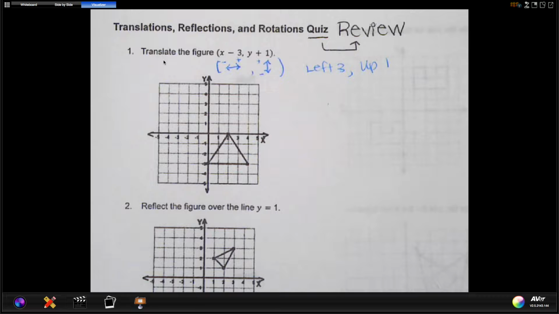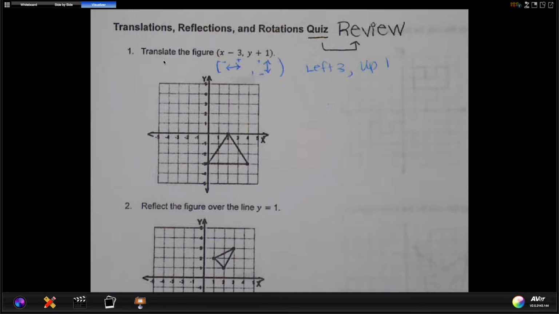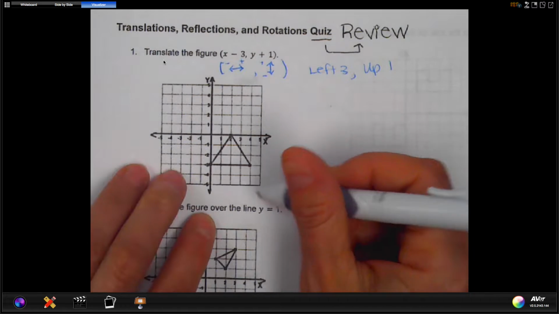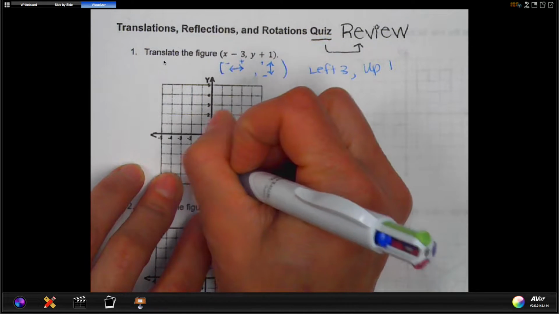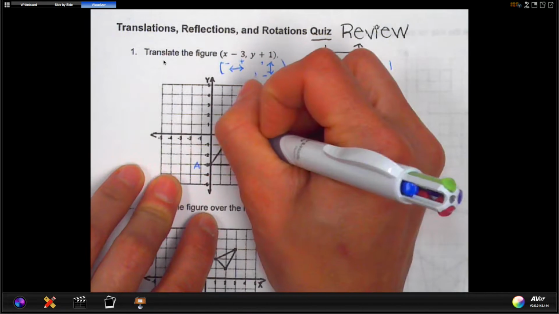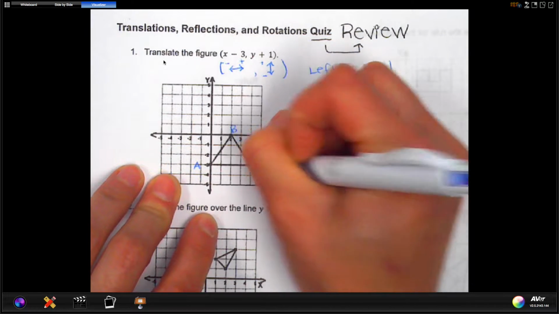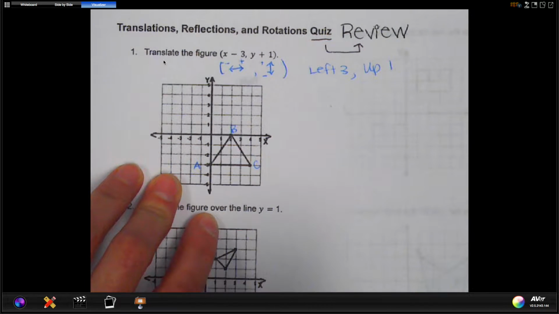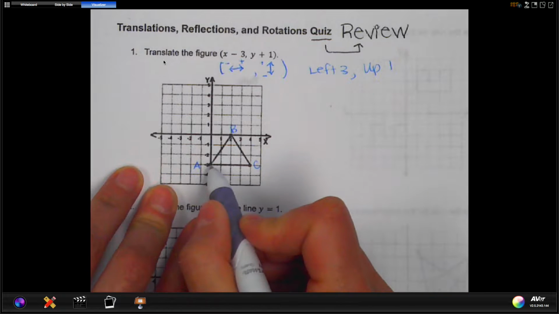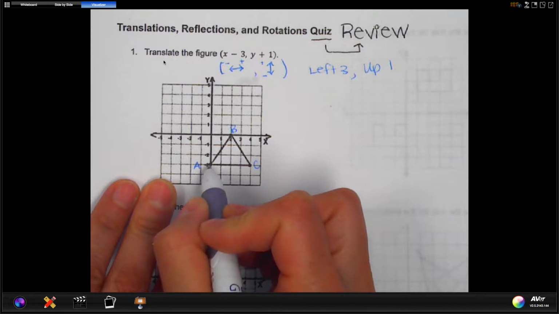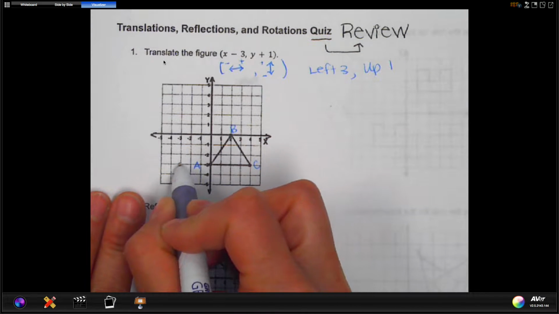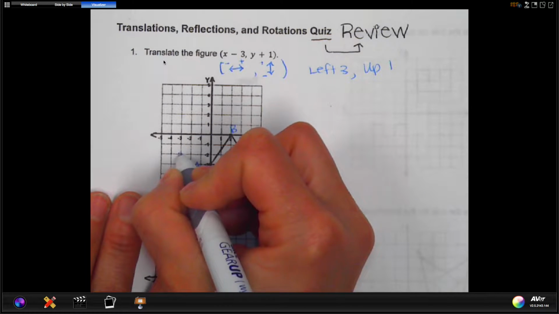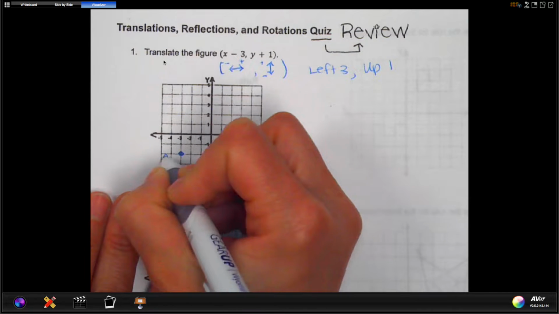Okay, so before we do any sliding, we do need to label our original figure if it's not labeled, which it's not. So you can pick any letters. I'm just going to pick A, B, and C. And then I'm going to go ahead and slide each one. I'm going to start with A. I'm going to go left 1, 2, 3. And then I'm going to go up 1. And I'm going to label it A prime.